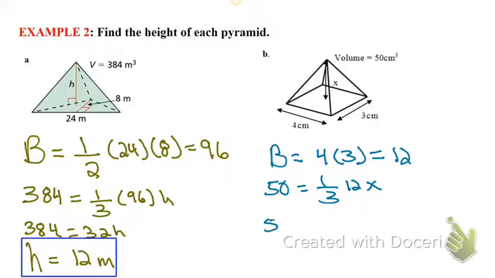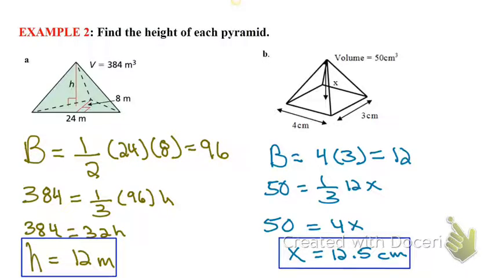A little simplifying on the right-hand side, and we get that 50 is 4x, and just dividing by 4, we can get that x is 12.5 centimeters.